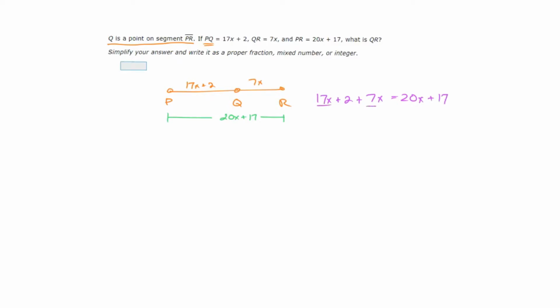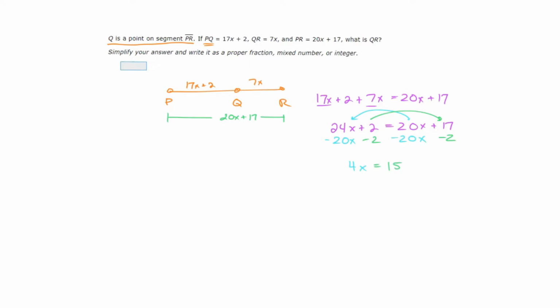We want to combine like terms: 24x plus 2. We can see the numbers are getting a little challenging here, but we stick to our Miltos motto: move letters to one side. I'm moving to the left because by subtracting 20x from both sides, I end up with a positive 4x, as opposed to moving to the right, where I would end up with a negative 4x. Move letters to one side, move numbers to the other. I get 4x is equal to 15.